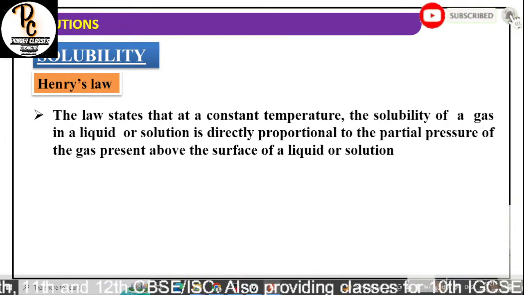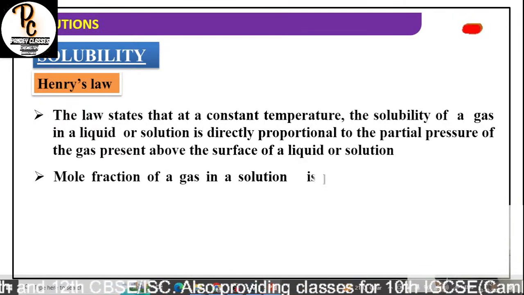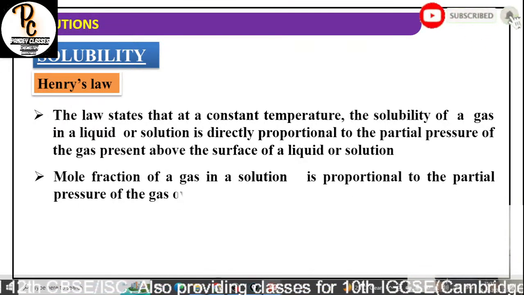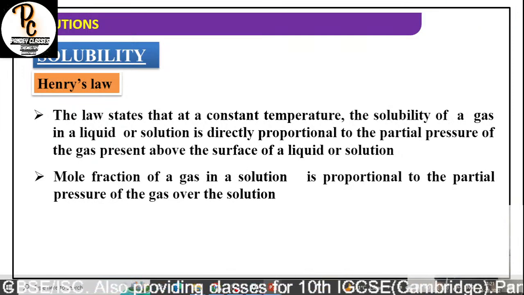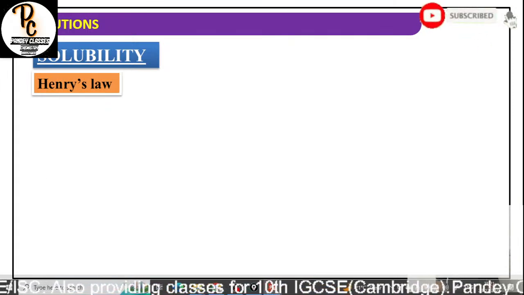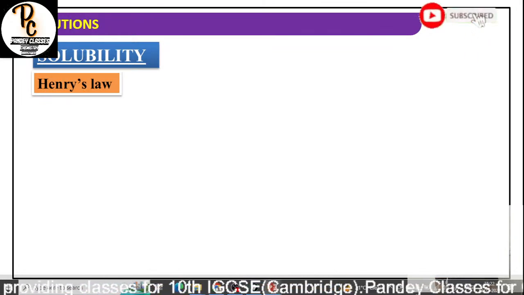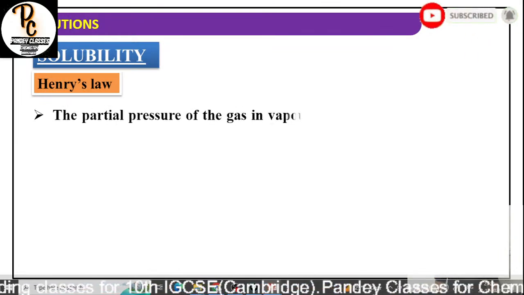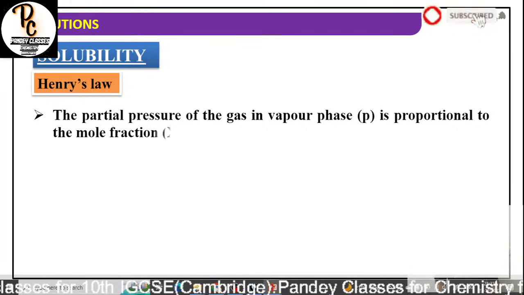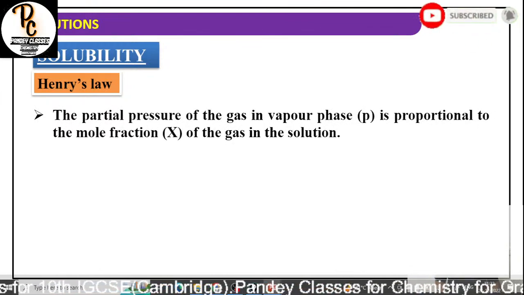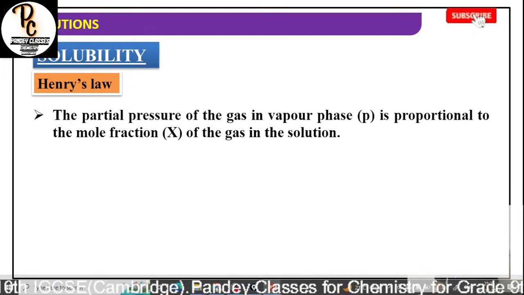So if we change it into mathematical form, how can it be written? I hope we all know about partial pressure. Partial pressure is the pressure exerted by the solute particles or the gases. Henry's law says the partial pressure of the gas in vapor phase is directly proportional to the mole fraction of the gas in the solution.